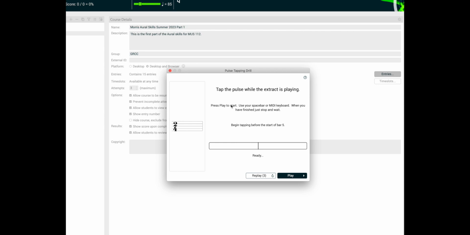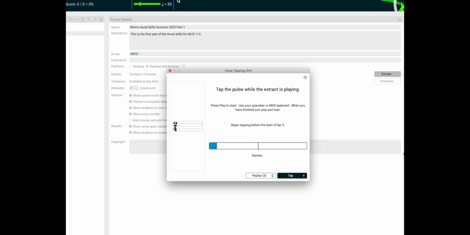actually I pressed the play to start, and I'm going to use my space bar to tap on the MIDI keyboard. And I want to start before it gets past this line. So I can listen to it up to here, but I'm just going to start tapping before the start of bar 5, which is this line. So let me play it. And it's going to be in 2, so we're just going to tap 1, 2, but we're going to see if we can hit it right with the music.